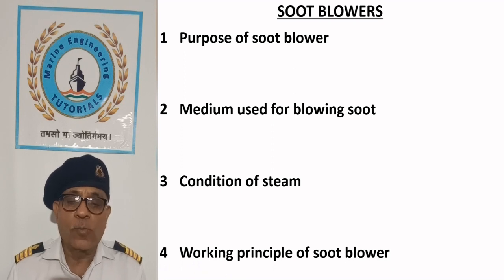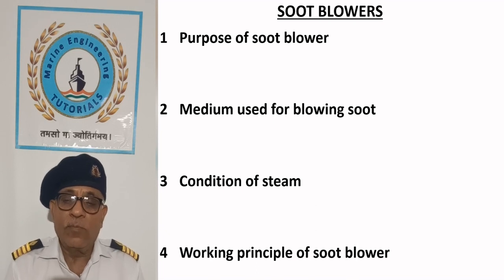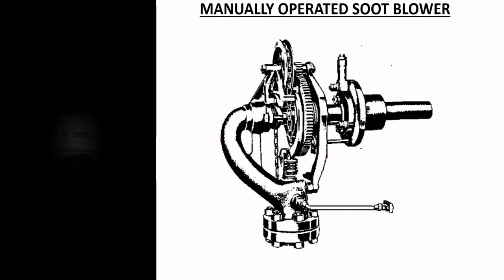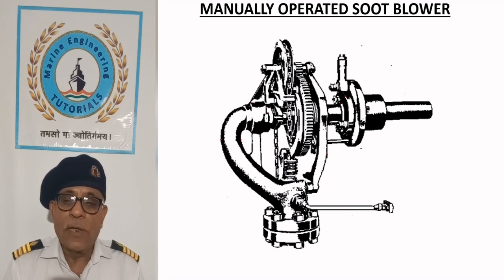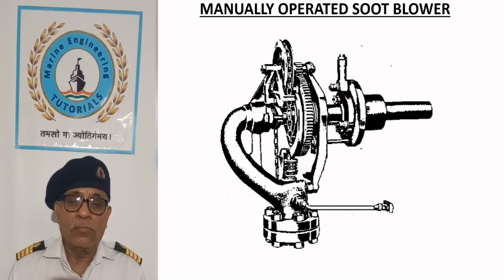Working principle of soot blower. The pressure energy of the soot blowing medium is converted into kinetic energy as it is passed through the nozzle, which is used to blow off the soot. Manually operated soot blower. The sketch shows a manually operated soot blower used on earlier ships. The soot blower consists of three main parts, that is steam chest, operating mechanism and head assembly.